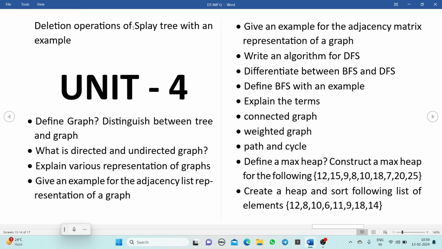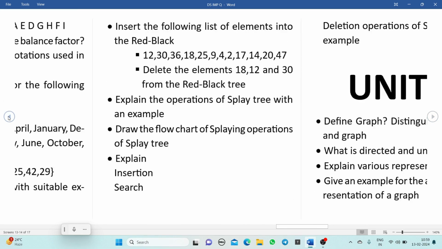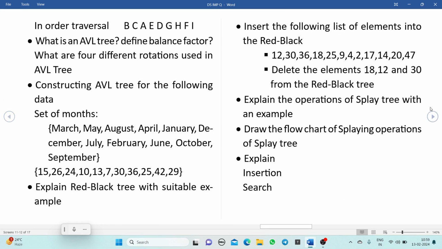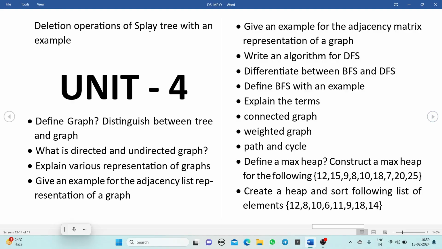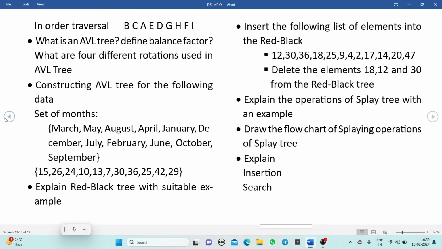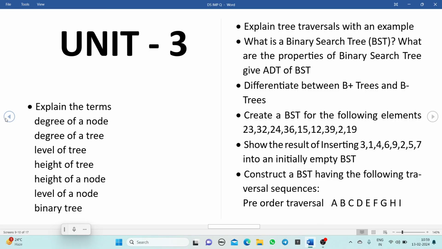Deletion operations of the splay tree with an example. So insertion, search and deletion operations we have to explain on the splay tree. So these are the important ones from unit 3. Overall, important is to differentiate between B minus and B plus trees, and one question on the binary search tree and one question from the AVL trees. So these are said to be important and easy from unit 3.